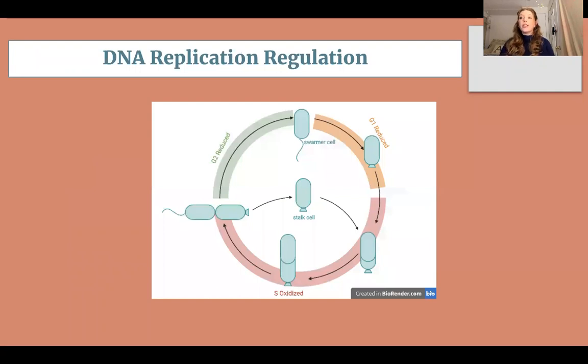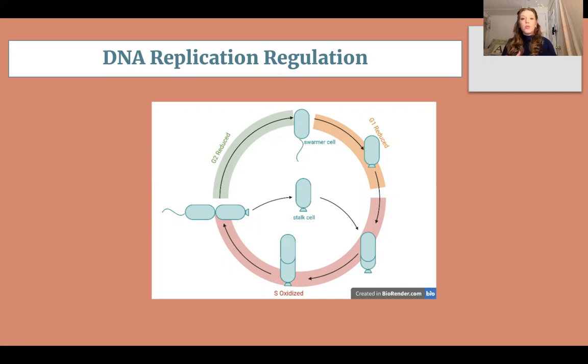So right here, we're looking back at the cell cycle. The Caulobacter has two different stages, the stalk cell and the swarmer cell. The swarmer cell actually differentiates into the stalk cell immediately after entering the S phase. This initiates DNA replication and completes the cell cycle process. The swarmer cell then continues to stay dormant within the G1 phase until it differentiates. This is called asymmetric replication.